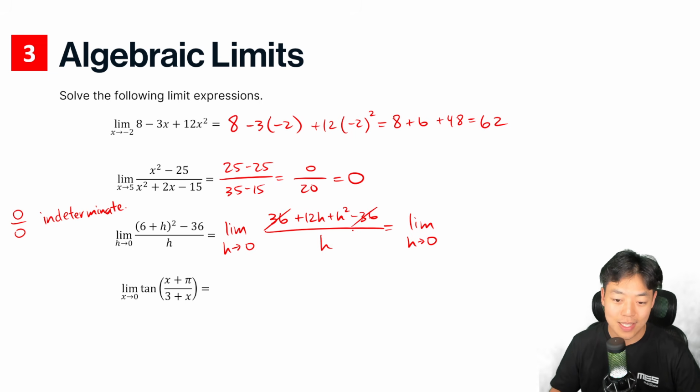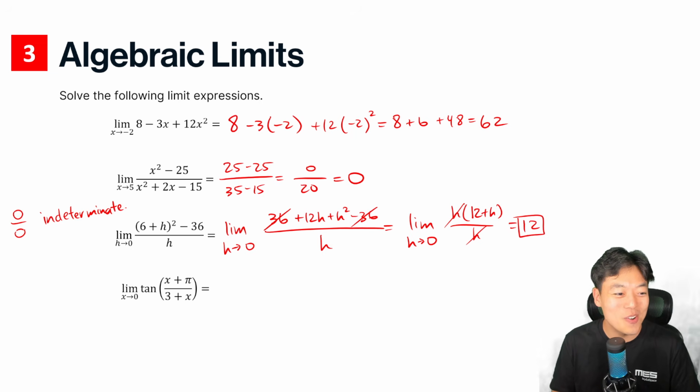36 minus 36, that's 0. 12h plus h squared has an h in common. So we have 12 plus h all over h. Guess what happens? The h's cancel. Now plug in a 0 for h. What's 12 plus 0? 12 is our final answer. So we just went from having 0 over 0, which is indeterminate, to 12, which is an actual answer.